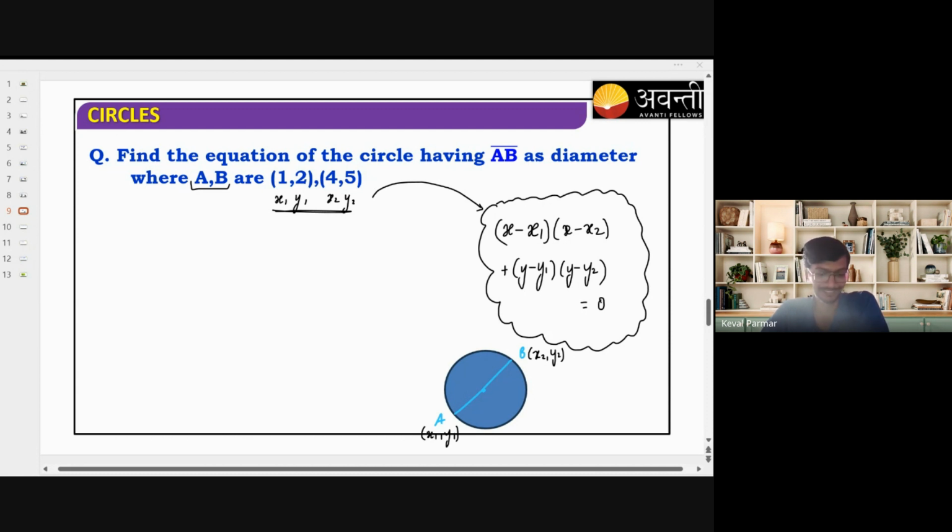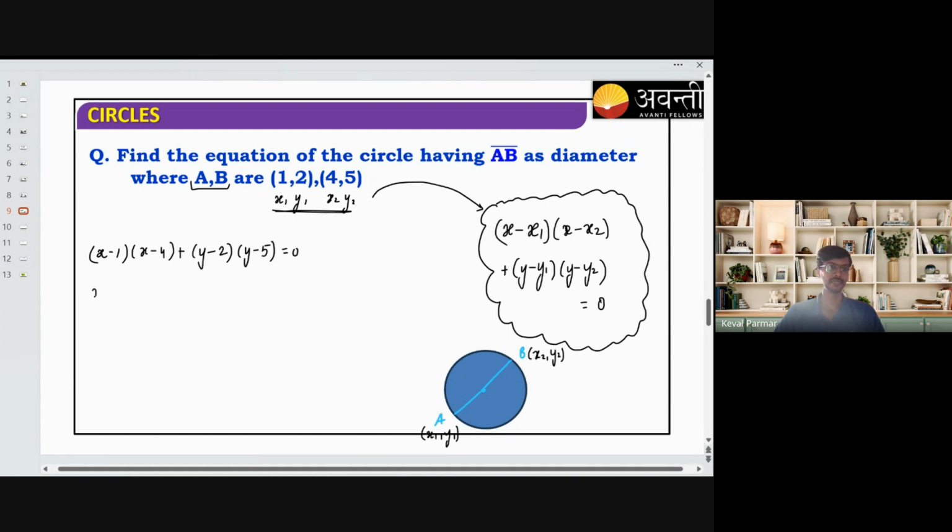Achha, you cannot write the equation, correct? Okay, wait. Let me check if you got it or not. You can verify the answer. Tell me whether I am doing my calculations wrong. So what I'll get is x minus 1 into x minus 4 plus y minus 2 into y minus 5 equals to 0.